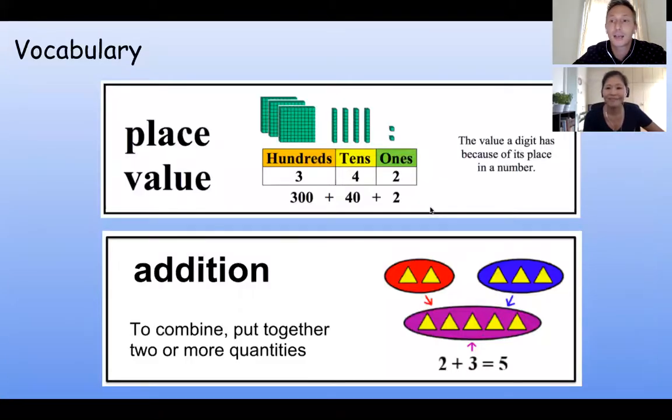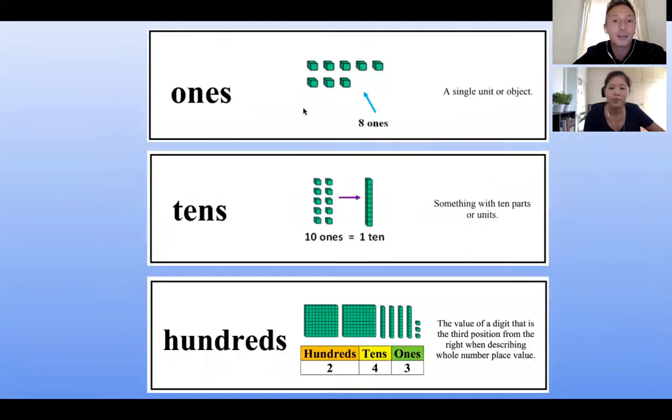Here is our vocabulary for today. We're going to be talking about place value, which is going to be very important. And you have addition, okay, how you add those two numbers together. We are going to be looking at ones, tens, and hundreds today as your vocabulary words.